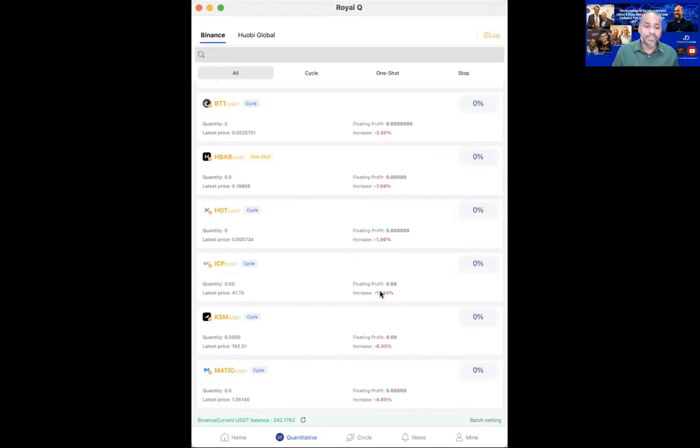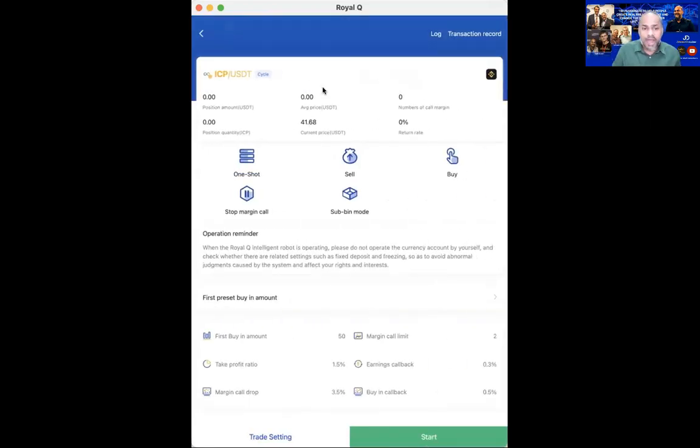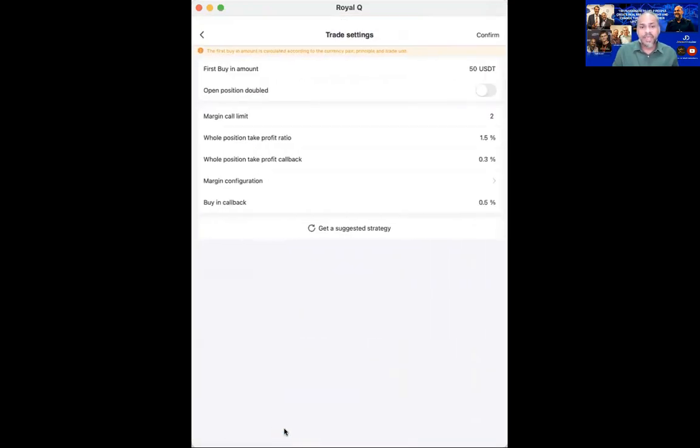Okay, let me open up this trade. So how do you open? Click ICP. All right. So once you click ICP, first thing, you go to trade setting. And in the trade setting, remember our first buy is how much? $10. And my margin limit will be 2. All right, will be 2. I can even change this margin limit to 7. If I change, you can see what happens here.